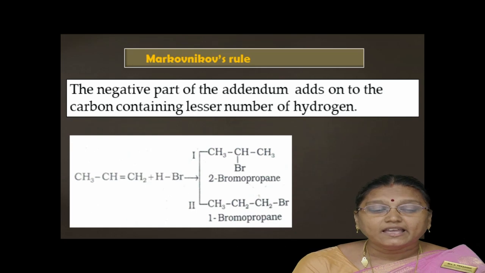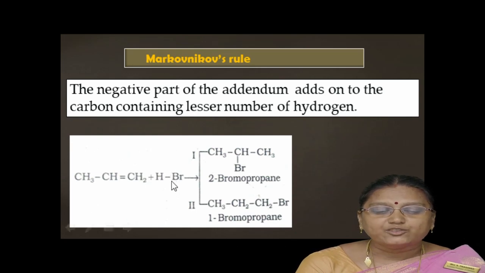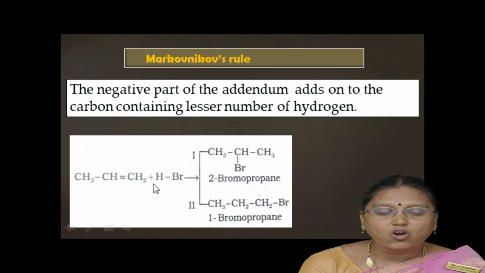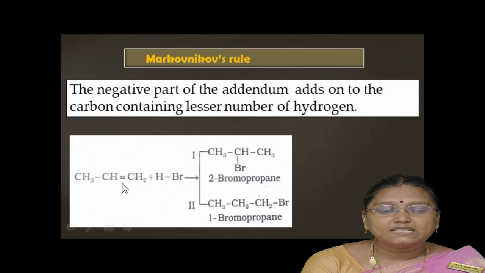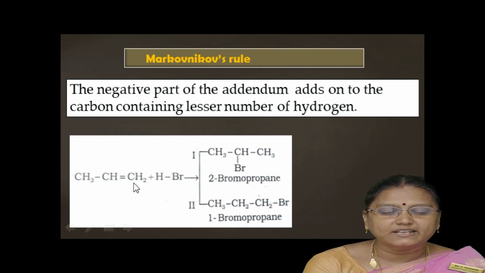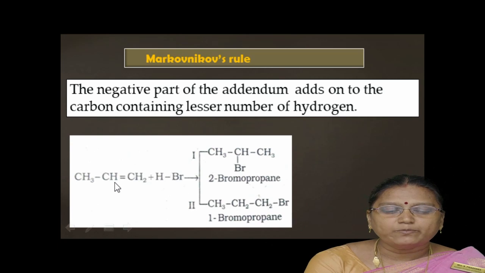That is, look at this HBr. How does it ionize? H plus and Br minus. Here, this Br minus is the negative addendum. This Br minus adds on to the carbon containing lesser number of hydrogen. Here, in the C=C double bond, one carbon has 2 hydrogen atoms. This is the carbon atom with 1 hydrogen atom. So, the negative part Br minus attacks this carbon containing 1 hydrogen atom.